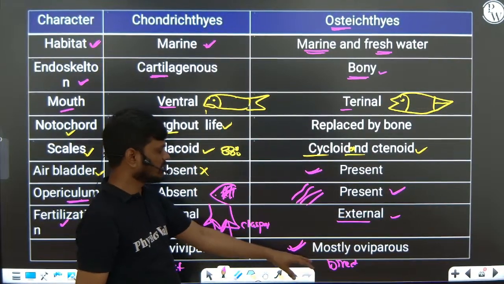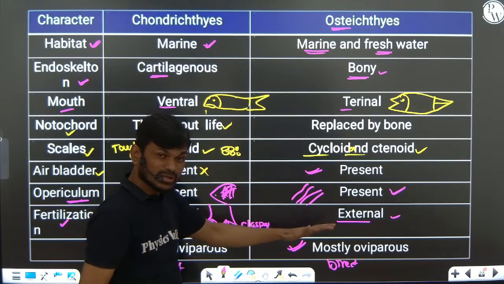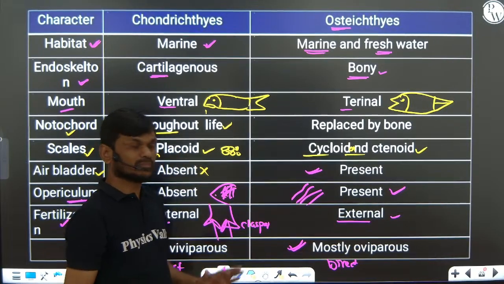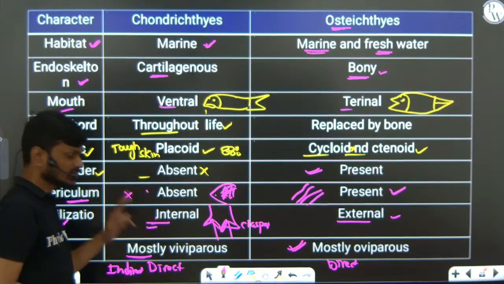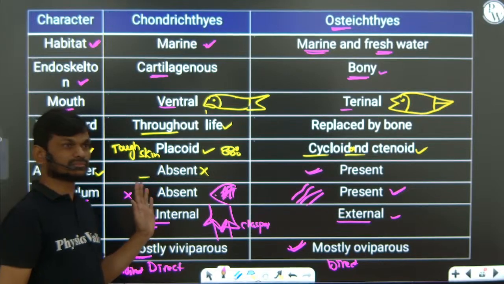Internal fertilization in Chondrichthyes; in Osteichthyes, oviparous, external fertilization, oviparous condition, direct development. Here, internal fertilization, viviparous condition, direct or indirect development present. Okay.